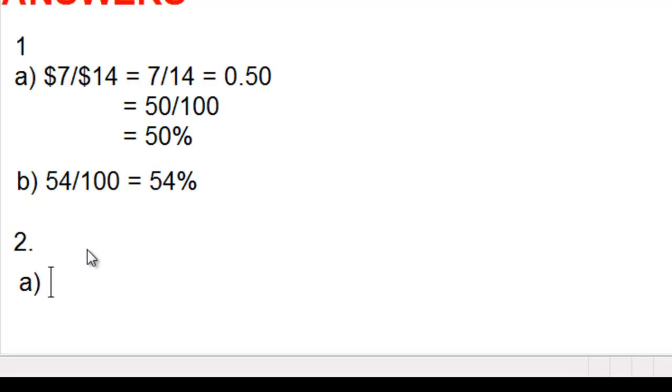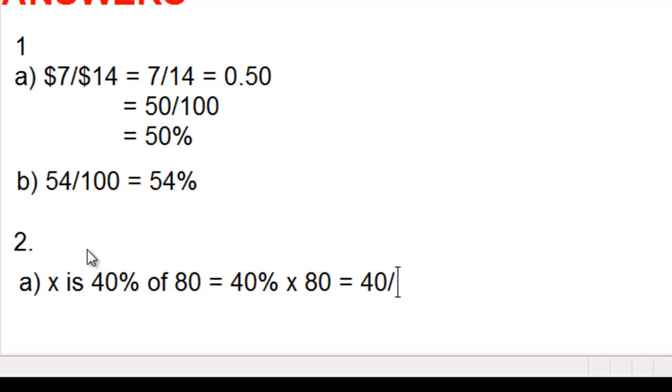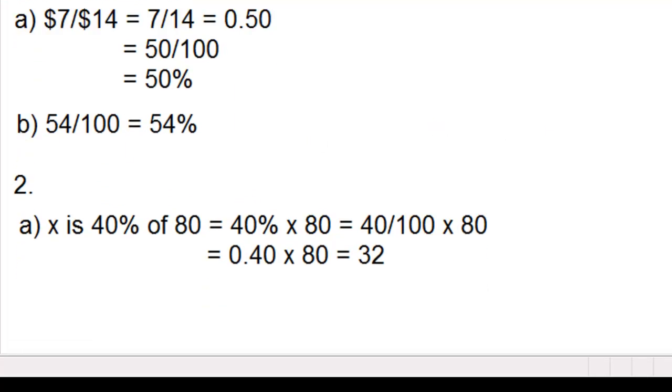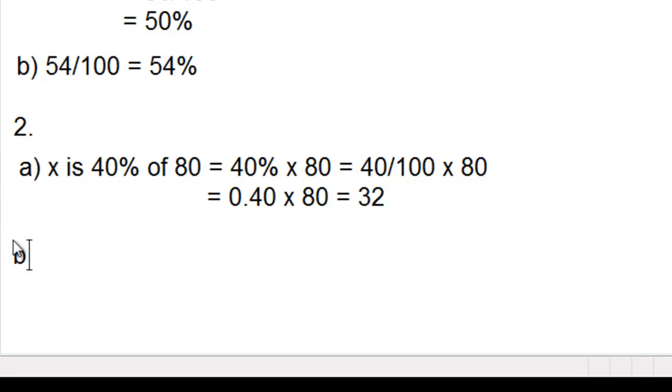In A, x is 40% of 80. So we can go x is 40% of 80, which is 40% times 80, which is 40 out of 100 times 80, which is 0.40 times 80, which is 32. So that's basically how that's done. So I'll just shortcut the last ones here, because it's done basically the same way.